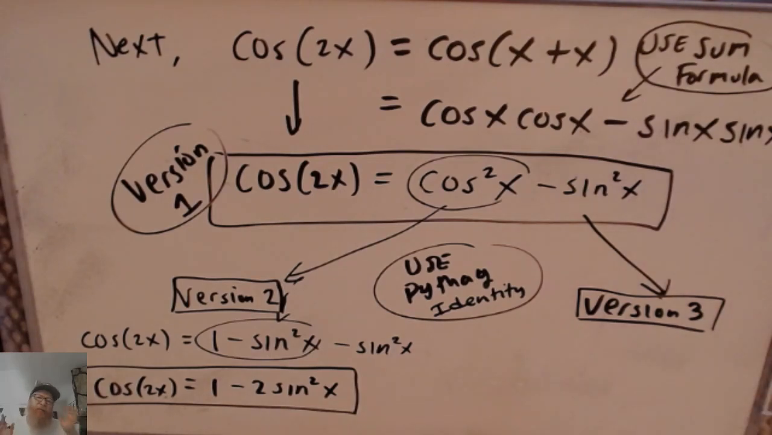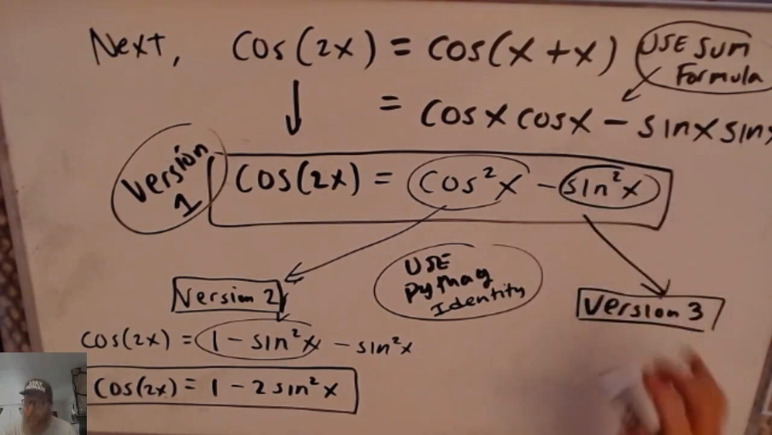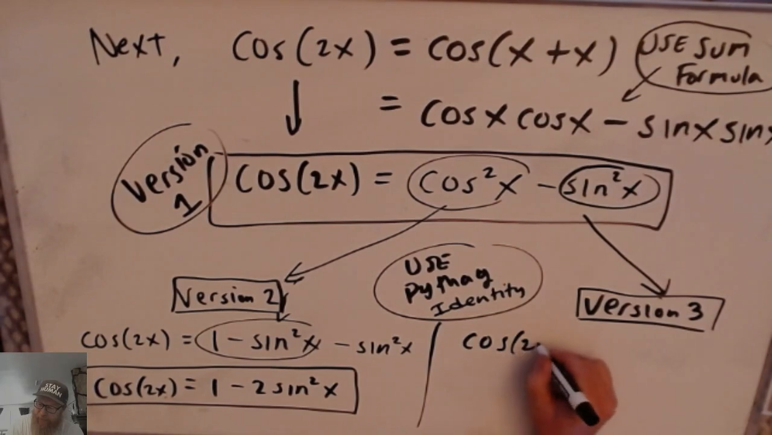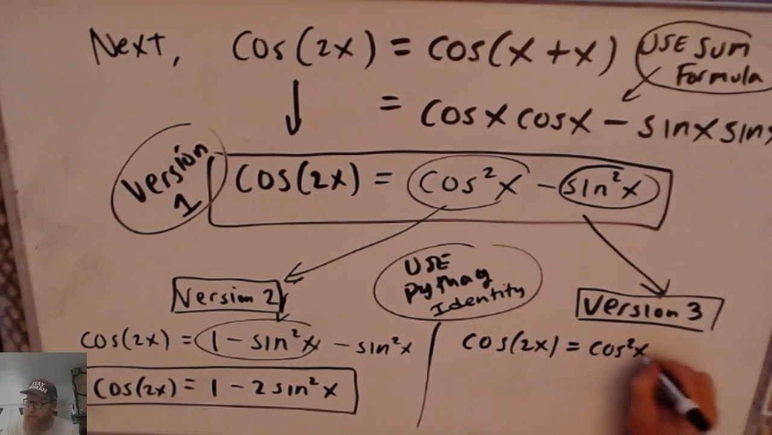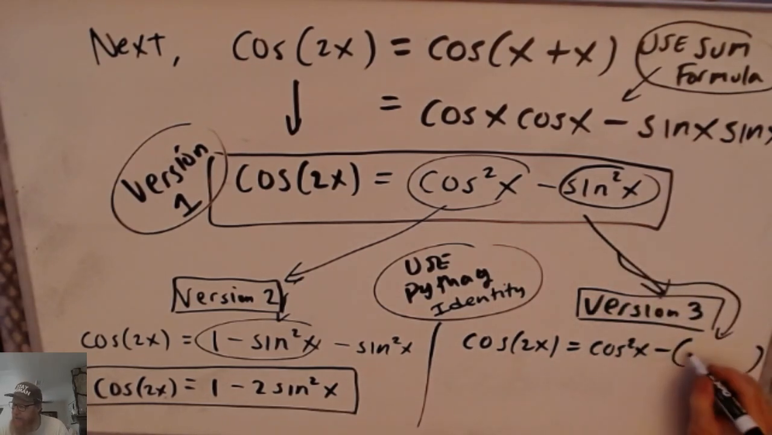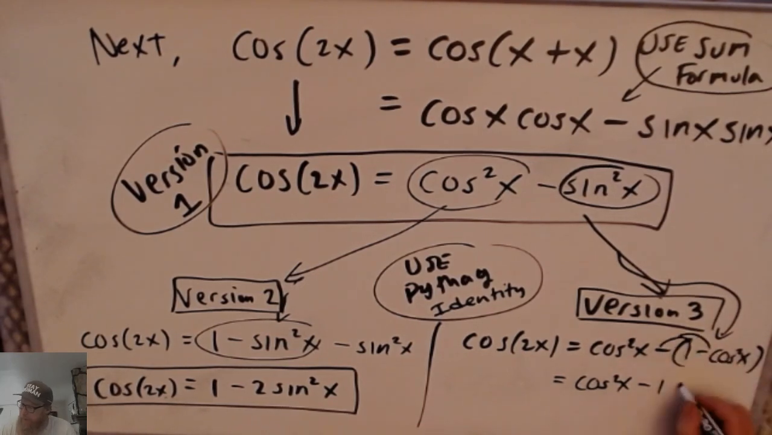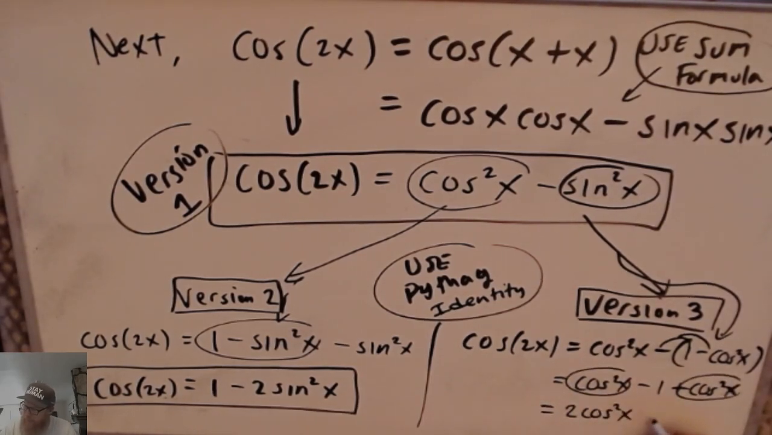Now, you might not like that you get 3 different versions of the same formula. That only happens for cosine of the double angle. With sine, we typically just have the one version. But for version 3, do the same thing. Just get rid of the sine. So you get cosine squared x minus, and then you get rid of the sine, and you write it as 1 minus cosine squared. You distribute the negative, and then you combine the cosines, and you get 2 cosine squared minus 1.